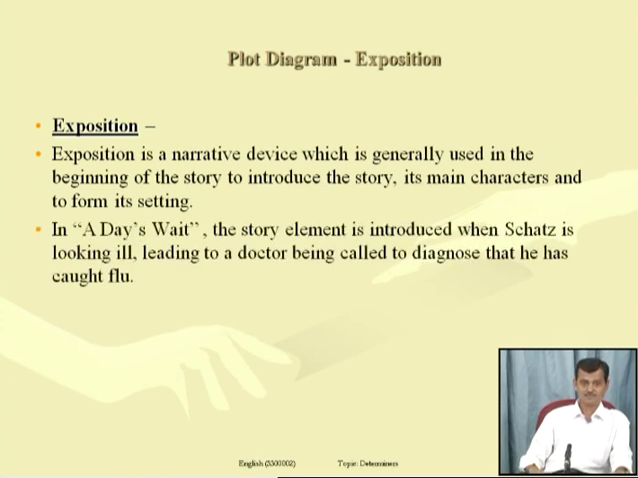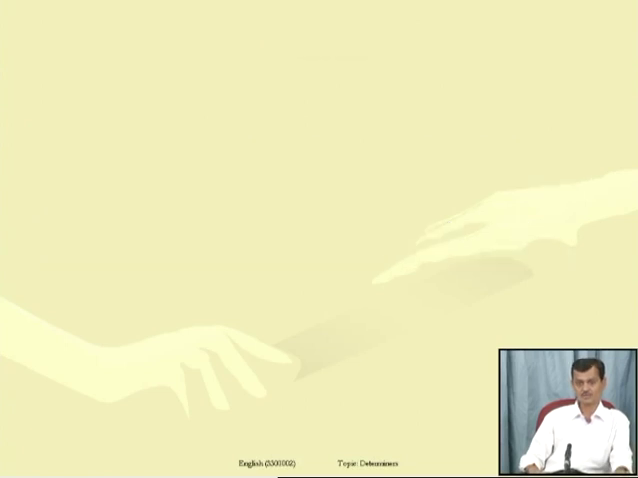In A Day's Wait, the story element is introduced when Schatz is looking ill, leading to a doctor being called to diagnose that he has caught flu. This is the exposition of the story.